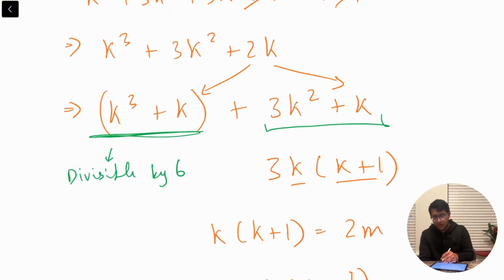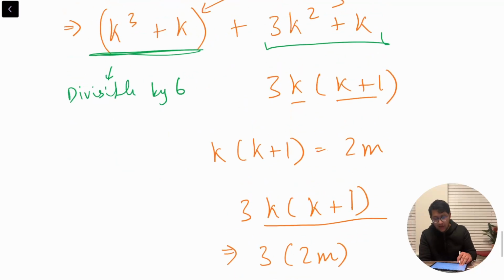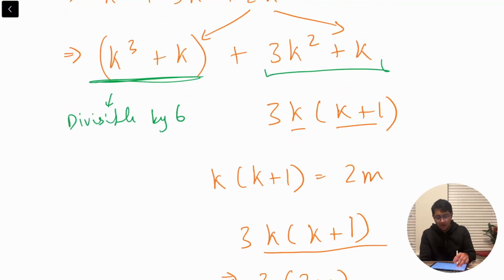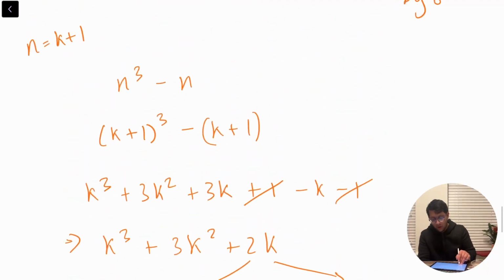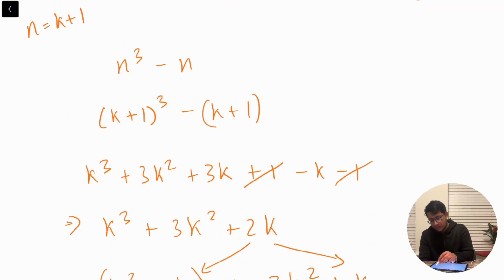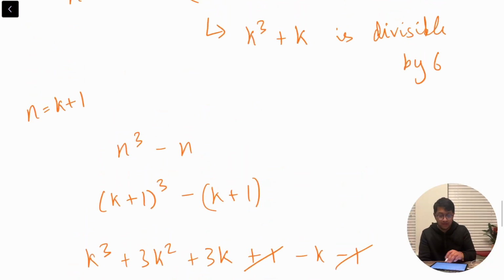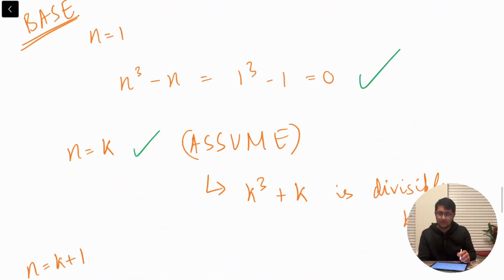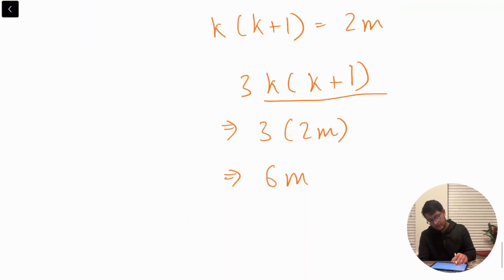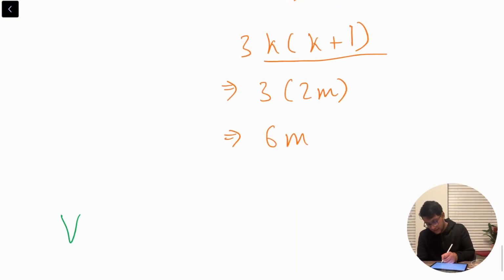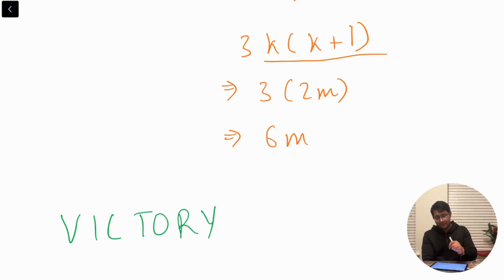So this was already divisible by 6. Now the latter half of the sum is also divisible by 6, which means our whole sum, or k plus 1 cubed minus k plus 1, is divisible by 6, assuming that n equals k is true. So this is how you do a divisibility proof. I've linked exactly how to phrase the victory statement earlier on in the video. I'm not repeating it every time, so just go check that out. I'm sure I've timestamped it.